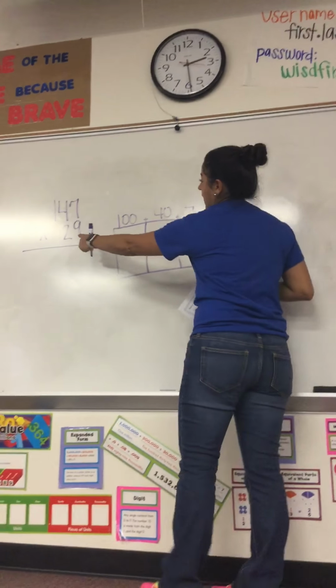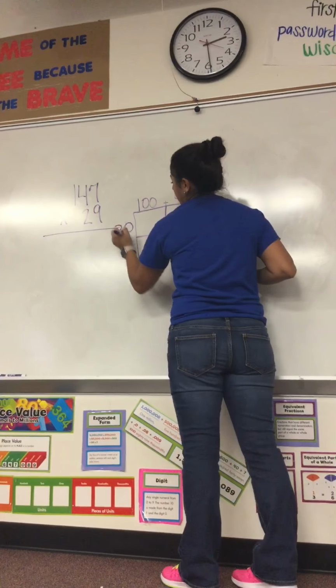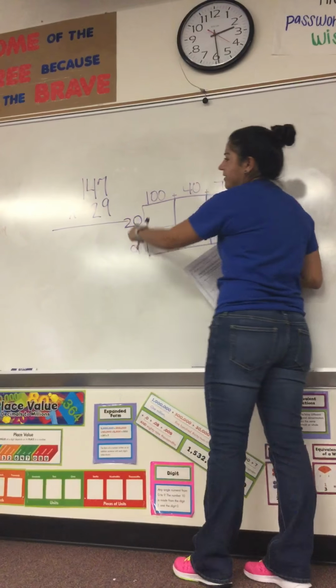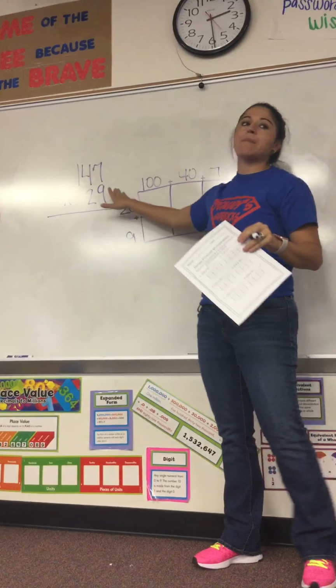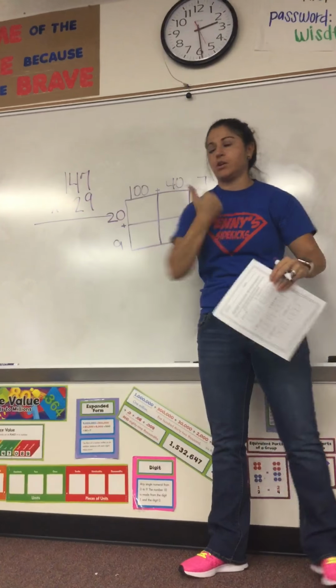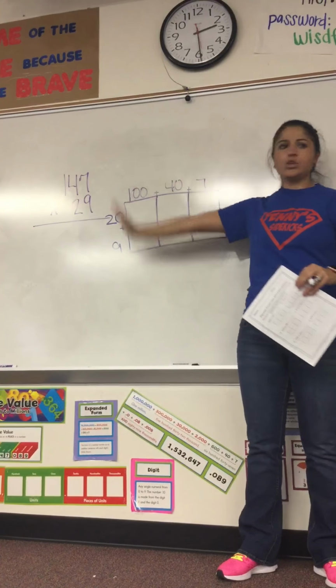Okay. So then I actually have a 20 and a 9. And again, when I add these 2 numbers together, they should equal my bottom factor. Do we agree or disagree? Agree. Is everybody good to this point?